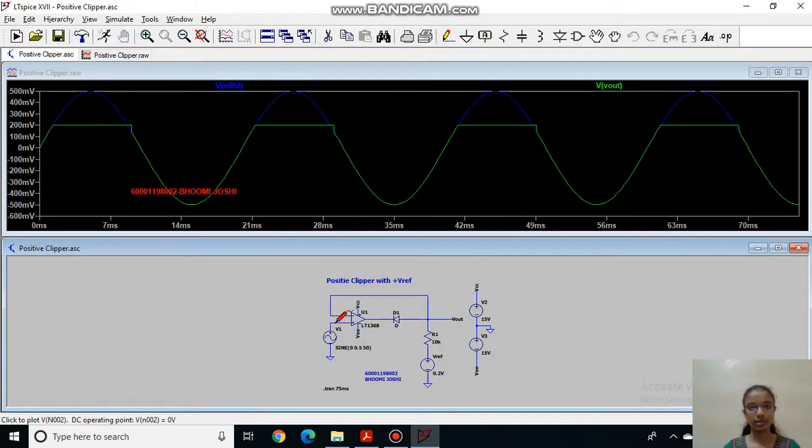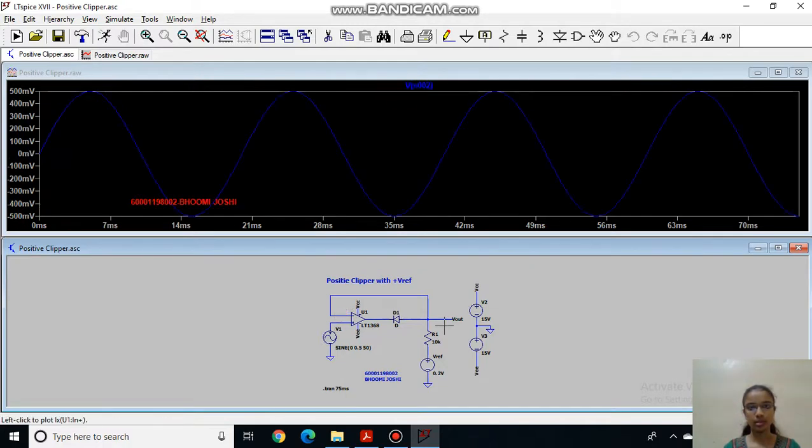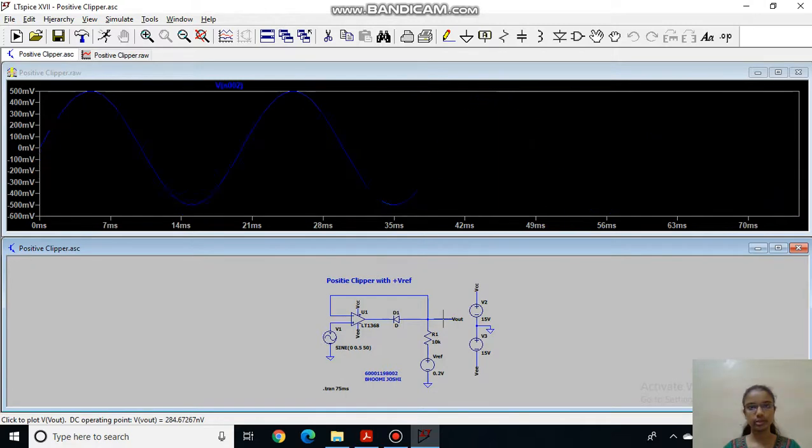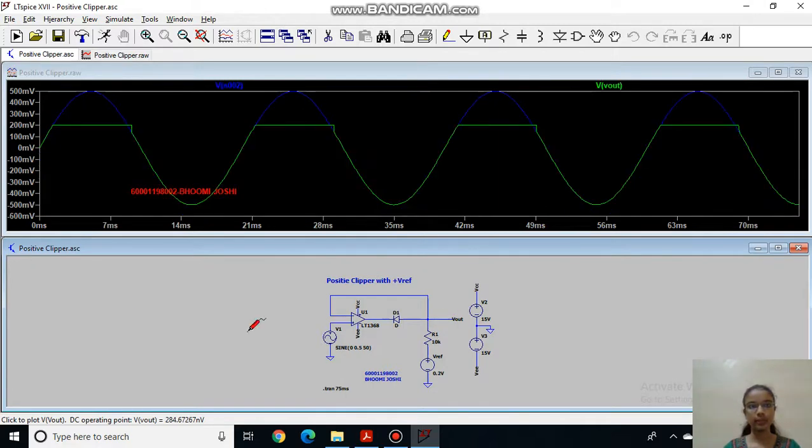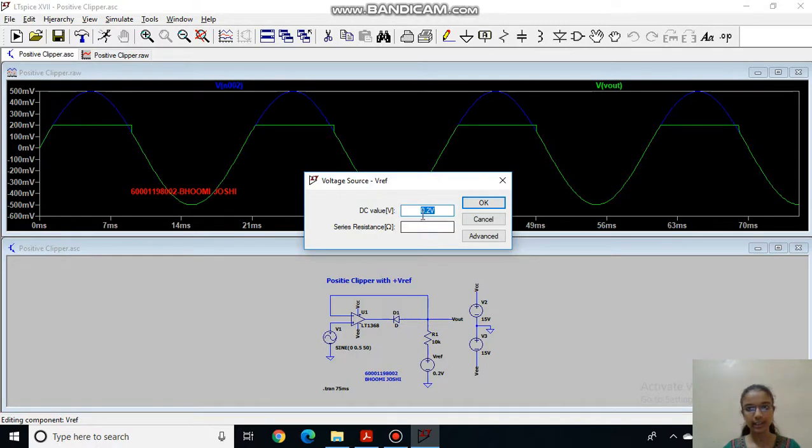So this is my input signal and this is my output signal. As you can see, my output voltage is clipped at 0.2 volt, which is my V reference voltage. So now let us see the positive clipper with negative reference.